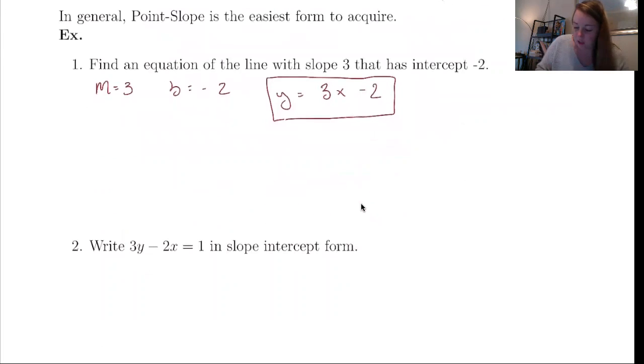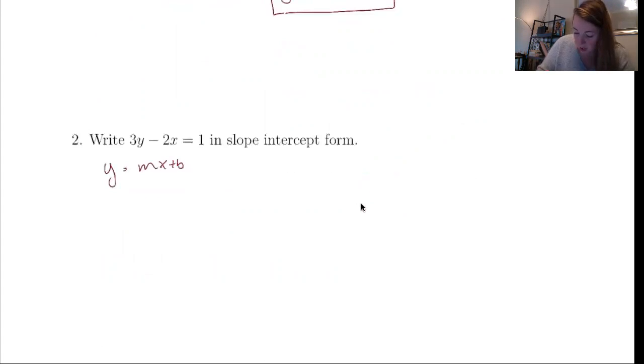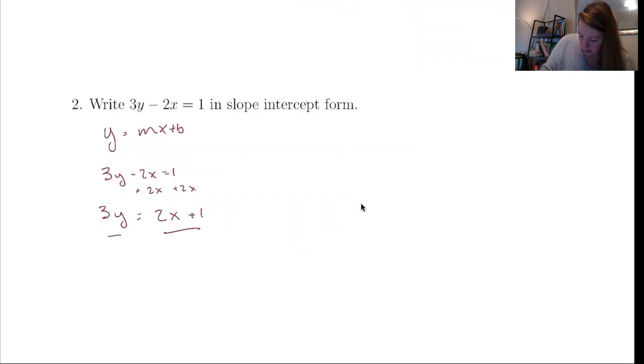I can also be given the equation of a line and asked to make it look like slope-intercept form. All right, so remember, slope-intercept is y equals mx plus b, something times x plus just another number. But most importantly, I need y equals. So let's do that first. So I have 3y minus 2x equal to 1. So let's add 2x onto both sides, plus 2x. I have 3y equals 2x plus 1. Divide each side by 3. And I get y equals 2x plus 1 over 3.